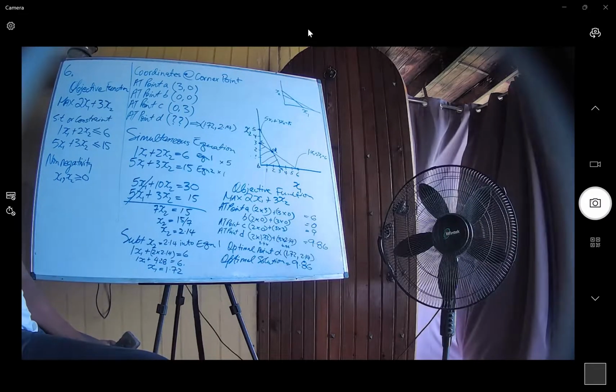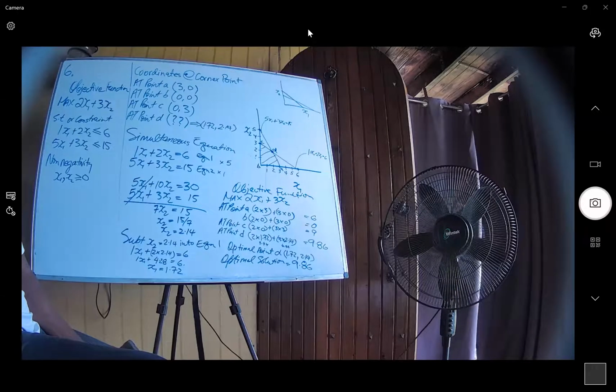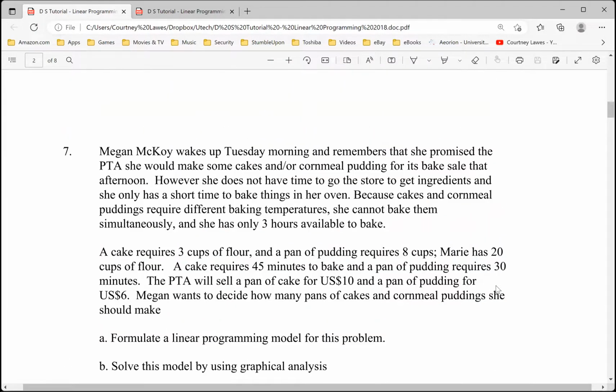All right. So let's look at a problem then. Question 7. Megan McCoy wakes up on Tuesday morning and remembers that she had promised the PTA she would make some cakes and/or cornmeal puddings for its bake sale that afternoon. However, she does not have time to go to the store to get ingredients, and she only has a short time to bake things in her oven. Because cakes and cornmeal puddings require different baking temperatures, she cannot bake them simultaneously. She cannot put cake and pudding in the oven at the same time, right?